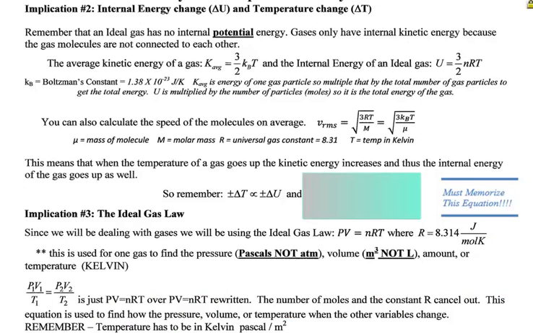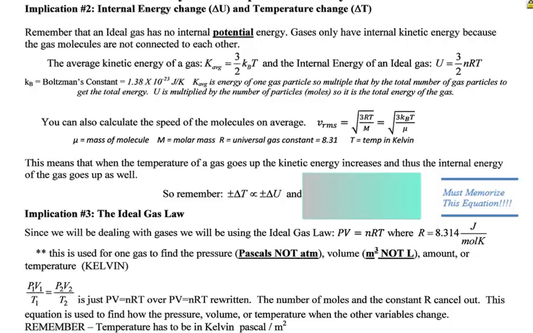Okay, second one, internal energy change, delta U, right? And our temperature change is delta T. It says, remember that an ideal gas has no internal potential energy. Gases only have internal kinetic energy because the gas molecules are not connected to each other, right? So no potential energy because there's no real attraction from one particle to the other. It's all kinetic. So we have two equations here.